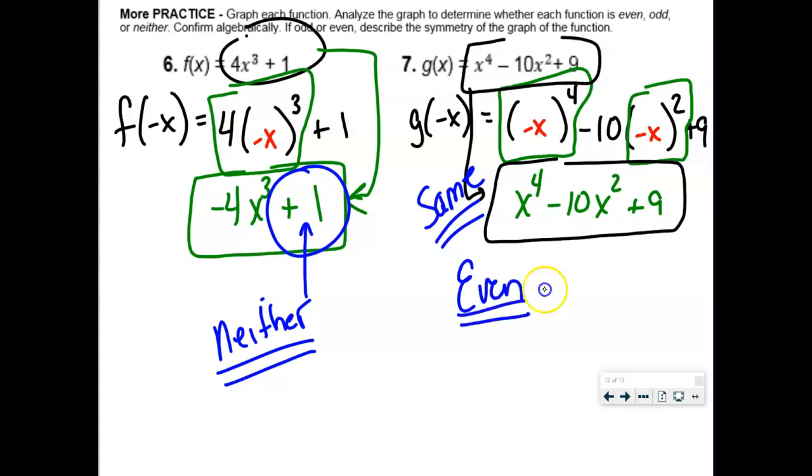Yes, that's the test for even. So they are even, which means you have symmetry of, look back at your chart, which one's even? Y-axis, very good. If you had graphed that, you would have seen the symmetry of the y-axis. But we just learned earlier today that sometimes graphs are misleading. So keep that in mind.